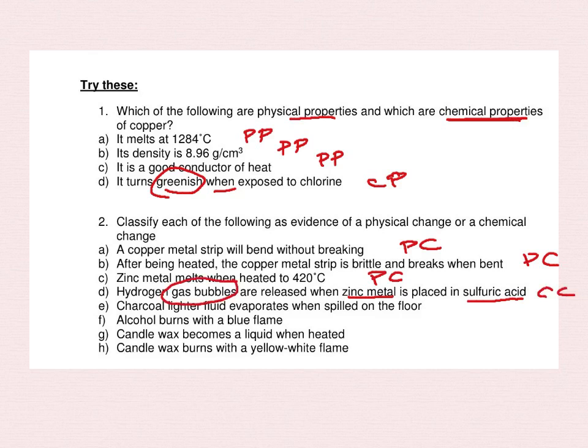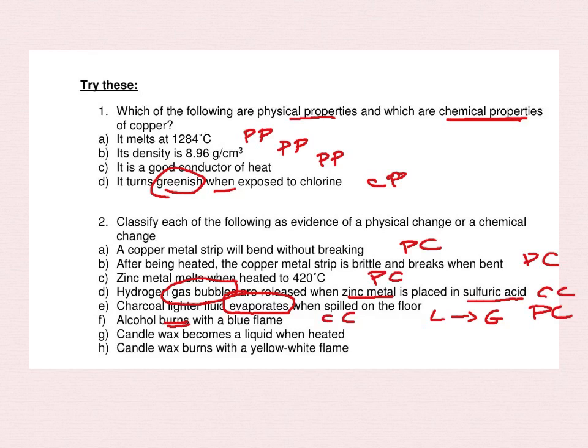Lighter fluid evaporates when spilled on the floor. Evaporation is liquid to a gas. That's a physical process only. That's a physical change. Alcohol burns. Burns is a key word. If you burn it, you're not going to get it back. It's gone. That's a chemical change.